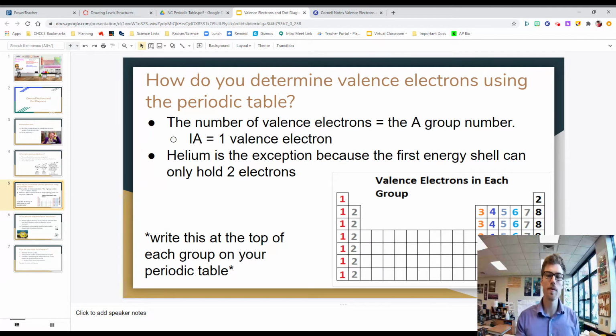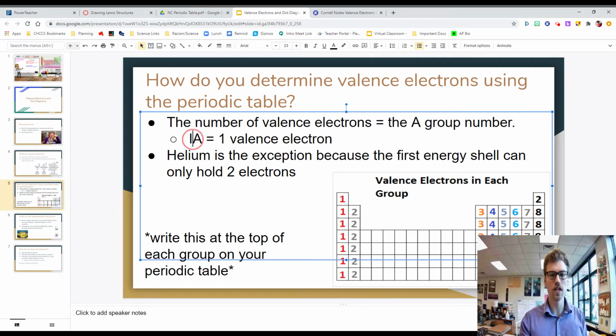Now, how do we actually determine the number of valence electrons using the periodic table? Remember, we said that every group in the periodic table has the same number of valence electrons, and so we can basically use that in order to be able to figure this out pretty easily, okay? So group 1A, right, for all the A groups, the number here is going to tell you your number of valence electrons. So 1A is 1 valence electron, 2A, 2 valence electrons.